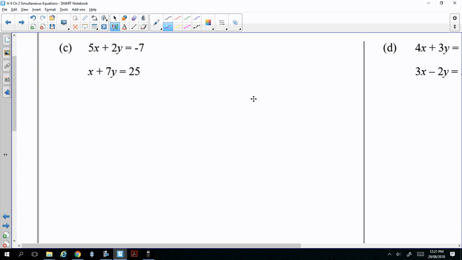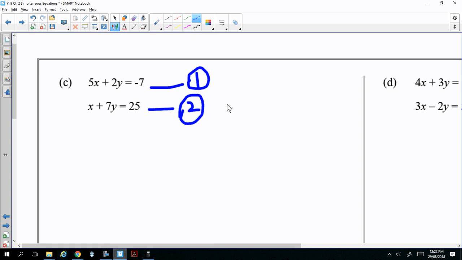We call this equation 1, call this equation 2. And then we're going to solve them. Now, if I add them, they don't cancel. If I subtract them, they don't cancel either, right? Because 5x minus x is 4x. So in this case, I have to change one of the equations. Let's change 2. We're going to multiply that by 5.